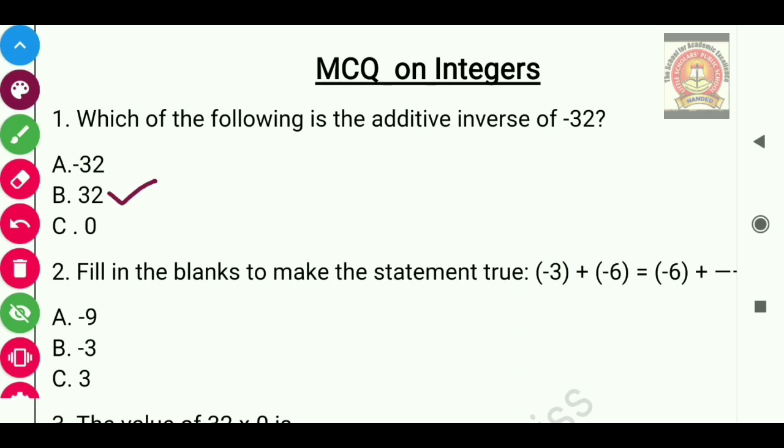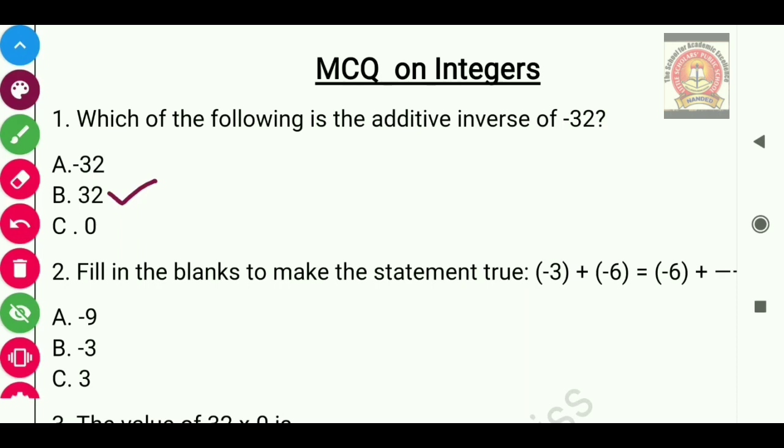And one thing remember, when you add an integer with its additive inverse, you are going to get a 0 as its additive identity. Minus 32, you will add with plus 32, you are going to get a 0 as additive identity.